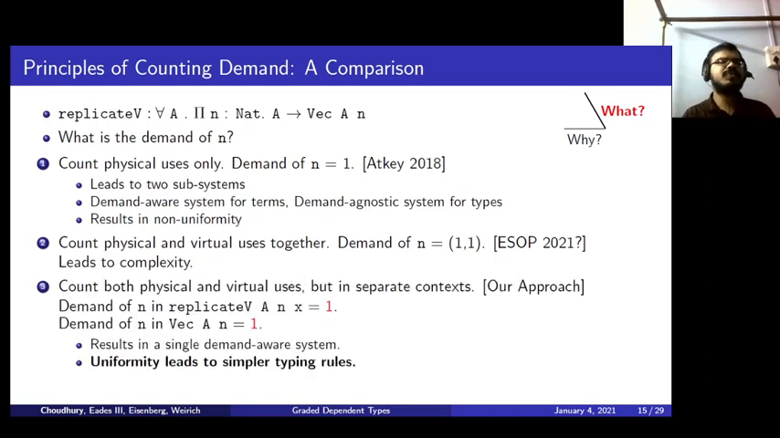Our approach of counting both physical and virtual uses, but in separate contexts, results in a single demand-aware system. This uniformity leads to simplicity. Our typing rules in particular are simpler. Now that we have seen the what of our paper, let's move to the how of our paper.